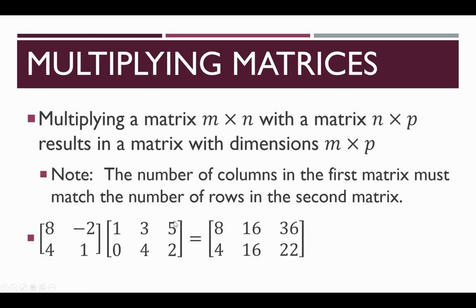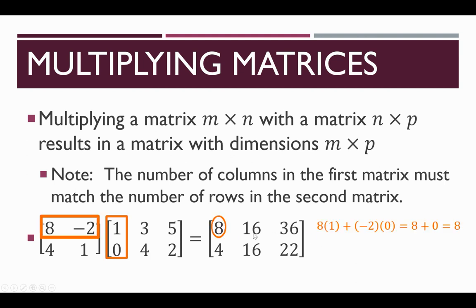Lastly, when we talk about multiplying a matrix m by n with a matrix n times p, the resulting matrix will have the dimensions m times p. The key here is that the columns of the first matrix have to equal the rows of the second. The number of columns in the first matrix must match the number of rows in the second. So in this example, we have 2 rows, 2 columns. Here we have 2 rows and 3 columns. So when we multiply it together, it will wind up being a 2 by 3 matrix.